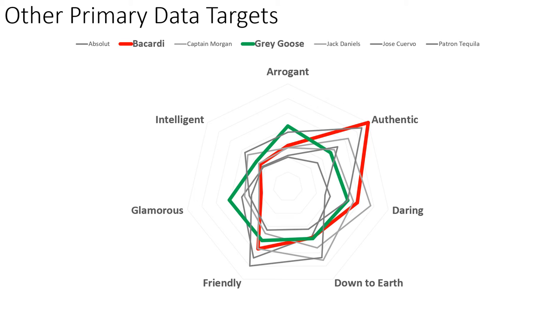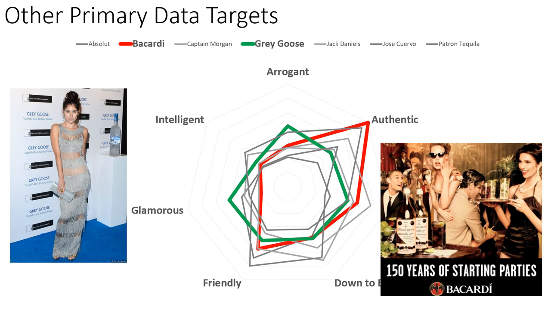In this example, we see that Bacardi, relative to Grey Goose, is seen as much more authentic, a little more daring, and a bit more friendly. On the other hand, Grey Goose is seen as more arrogant, which may not be so bad in the world of alcoholic beverages, more intelligent, and more glamorous. You can imagine how this type of data is useful to marketers. It helps marketers understand how their brand is perceived in the minds of consumers relative to their nearby competition. This type of information can be very useful for brand positioning. This type of information can be very useful for future advertising campaigns.